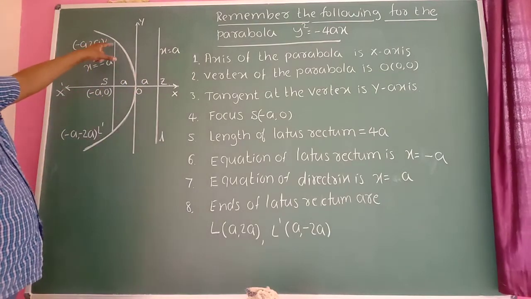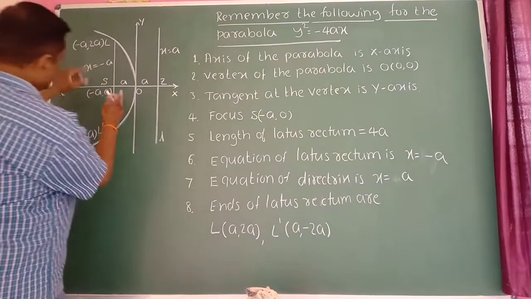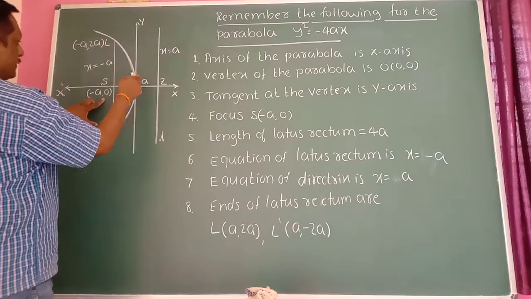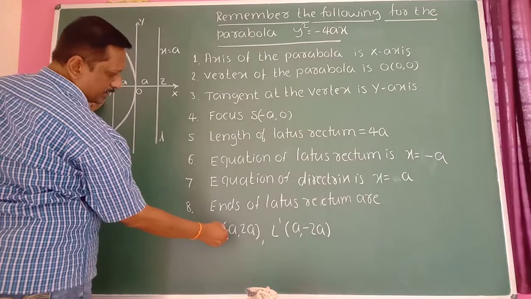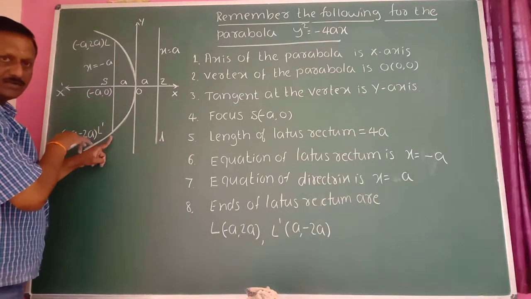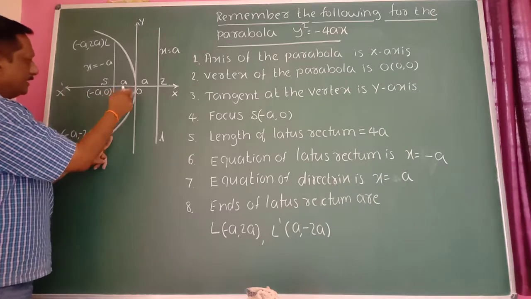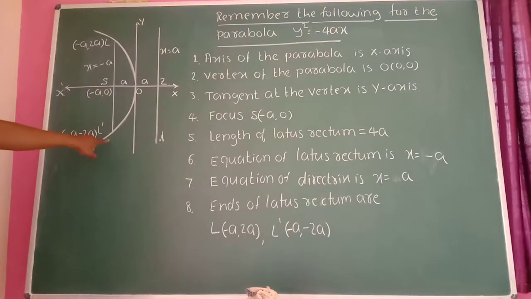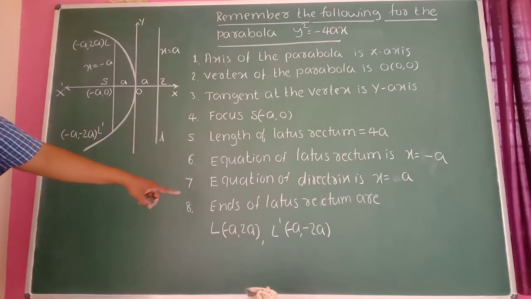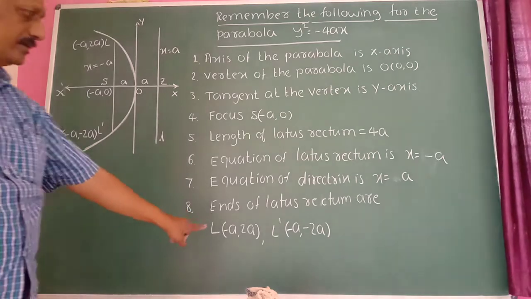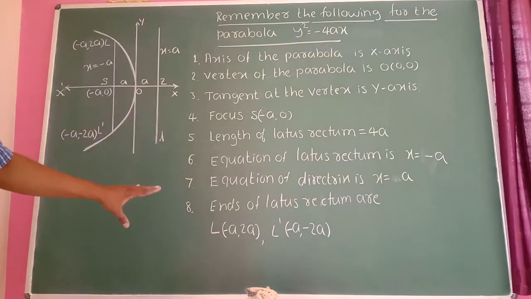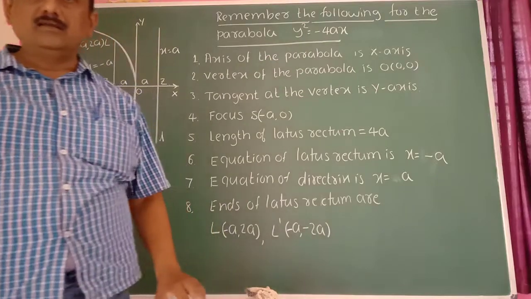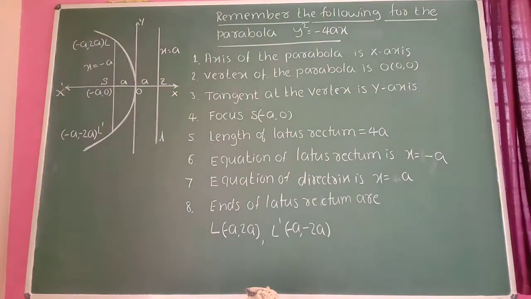Next, ends of the latus rectum: minus a, 2a. Because x is minus a, because it is on the left side it is negative, and y is positive. So minus a comma 2a. And L dash is in the third quadrant. In the third quadrant, x is negative as well as y negative. So minus a, minus 2a, both are negative in the third quadrant. Hence, coordinate of L dash is minus a, minus 2a. These are the ends of the latus rectum. So these are all the formulas related to the parabola y square is equal to minus 4ax. Next, two more parabolas are like this.